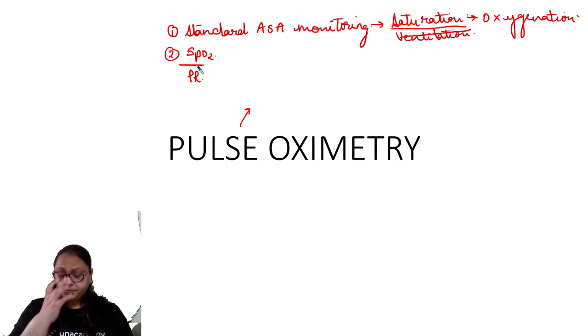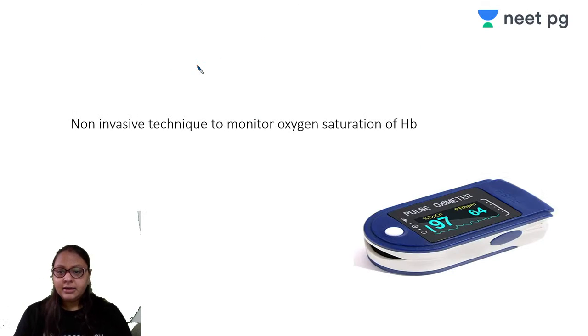Now, what is a pulse oximeter? See, this is the pulse oximeter. Everyone of you would have seen it. This 97%, this is the saturation of oxygen, that is, how much hemoglobin is saturated with oxygen.